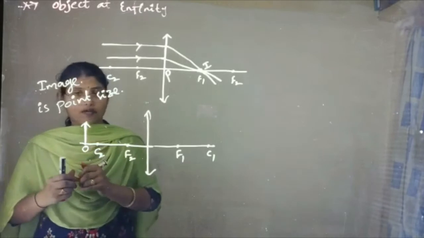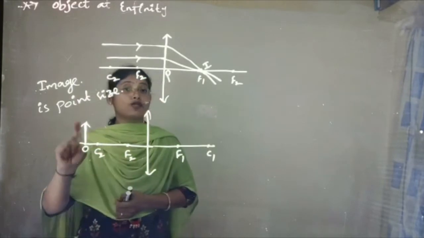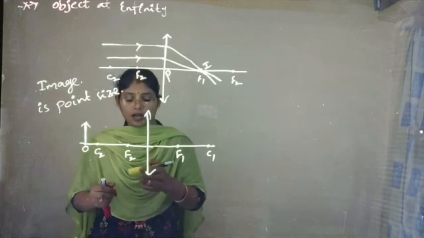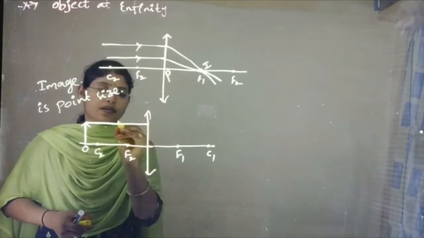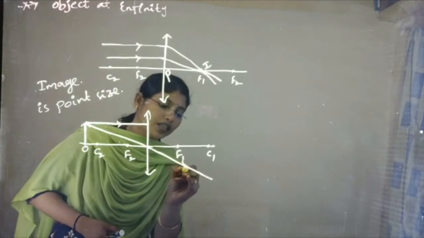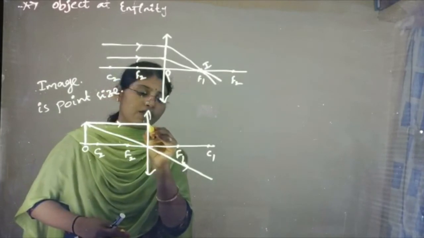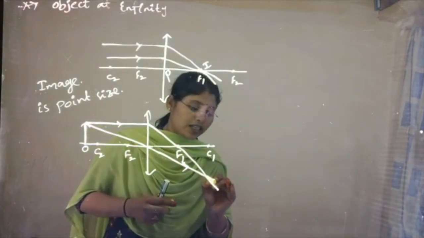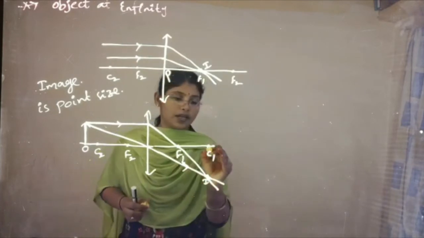From this we know the rules. While drawing ray diagrams, we have to follow the rules and choose any two rays from the situation. So I am considering two rays: one parallel ray and another ray passing through the optic center, which does not deviate. If the ray passes parallel to the principal axis, after refraction it passes through the focus. Both refracted rays converge at one point. This point gives the image point.